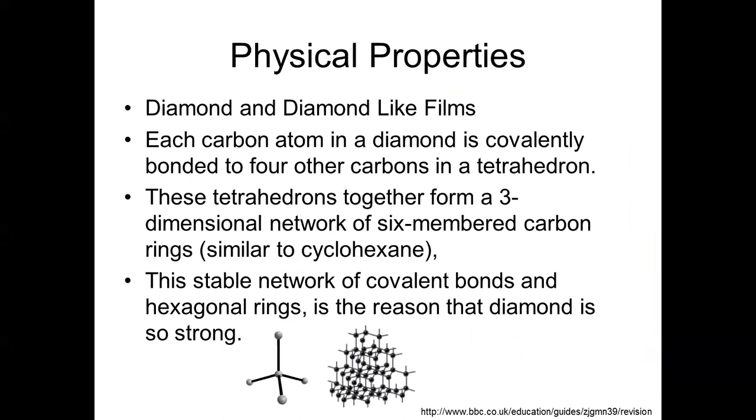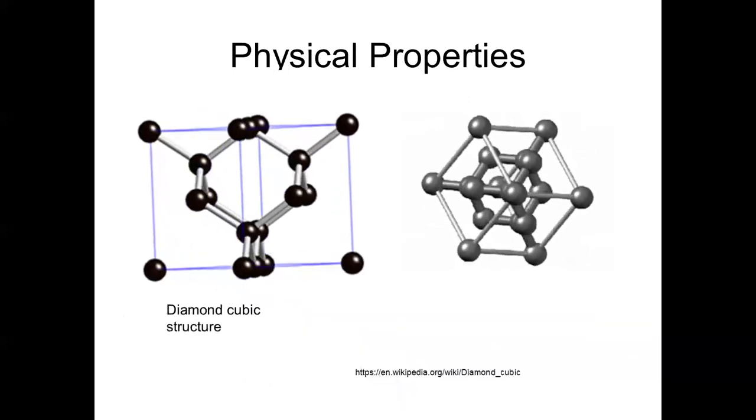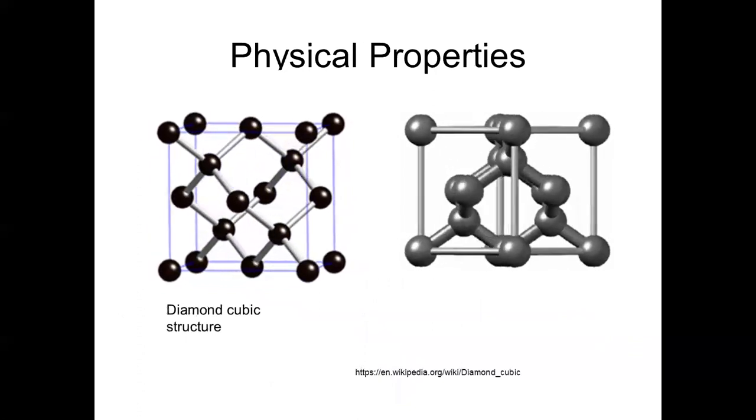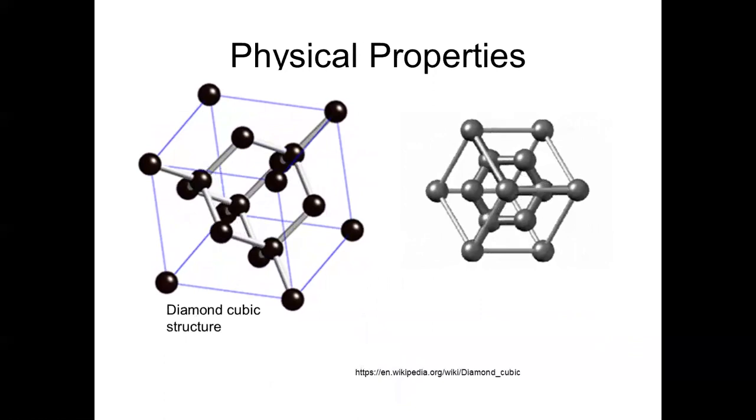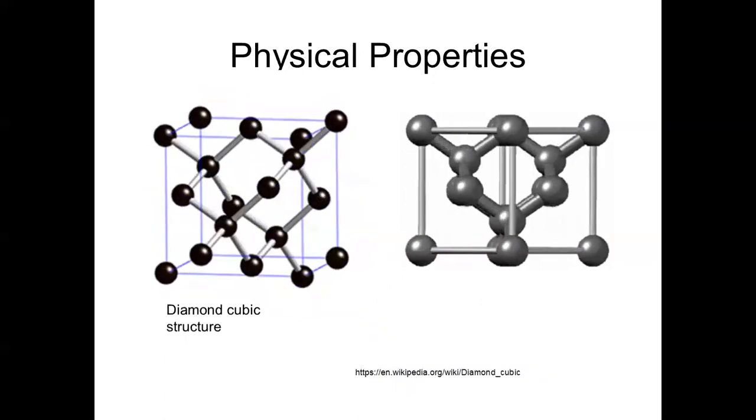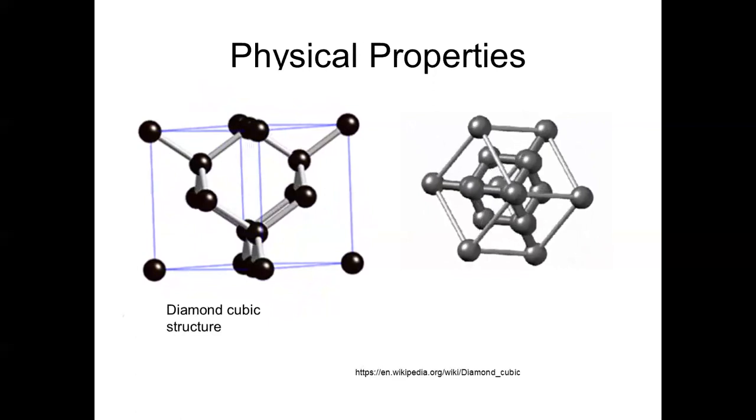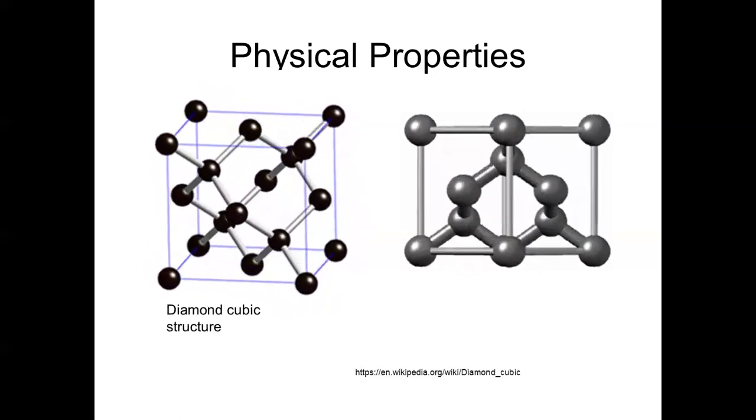So let's take a look at the physical properties. In diamond and diamond-like films, each carbon atom in diamond is covalently bonded to 4 other carbons in a tetrahedron. These tetrahedrons together form a 3-dimensional network of 6-membered carbon rings, similar to cyclohexane. This stable network of covalent bonds in hexagonal rings is the reason why diamond is so strong. So this is a look at a 3-dimensional structure view of the diamond cubic structure. So we can see these things manipulated 3-dimensionally, so we can take a look at their bonds and how they're available to bond within the system.